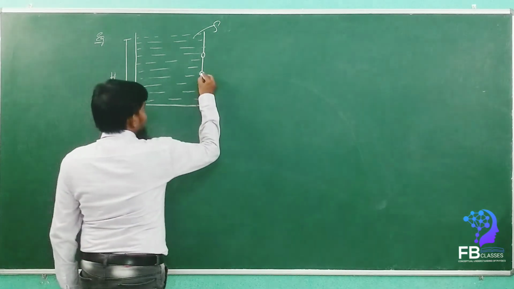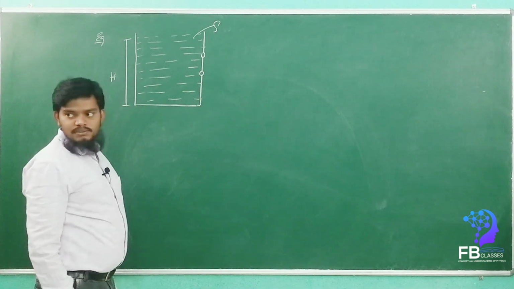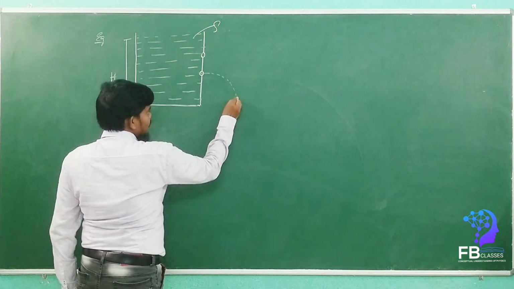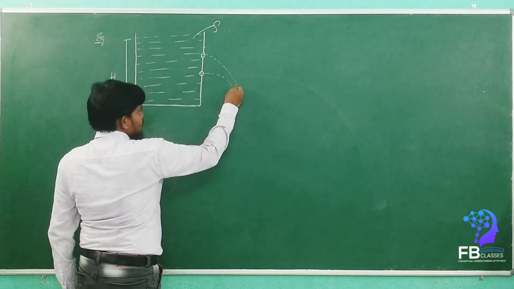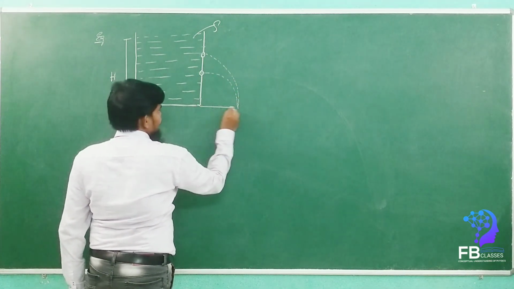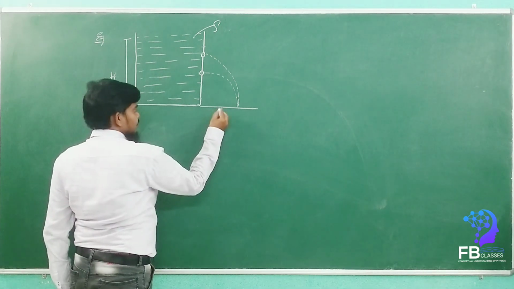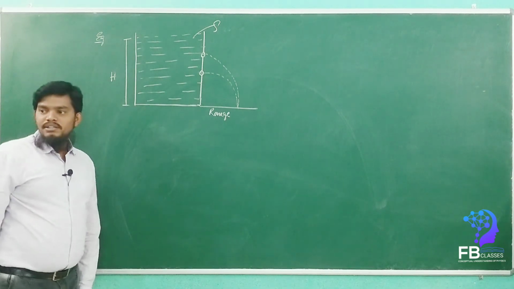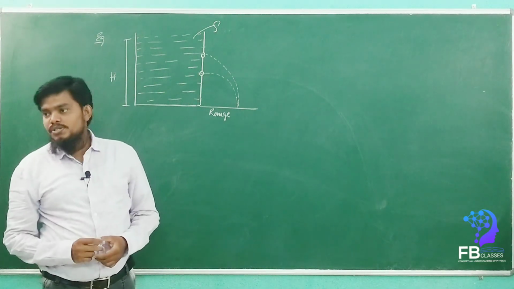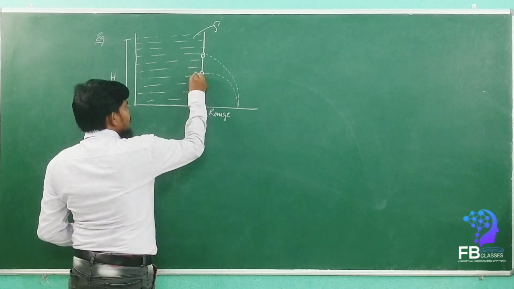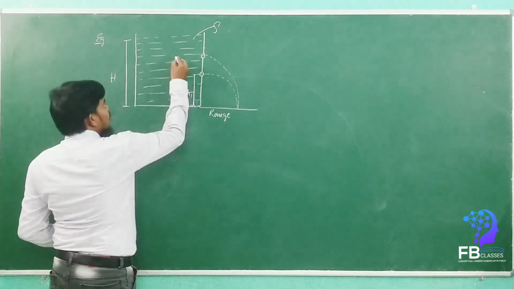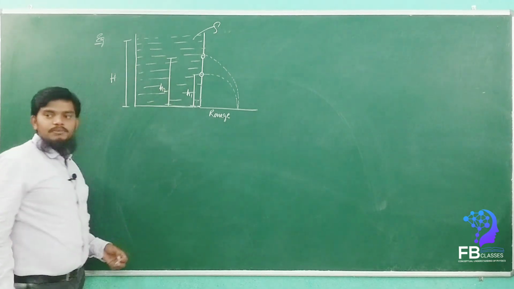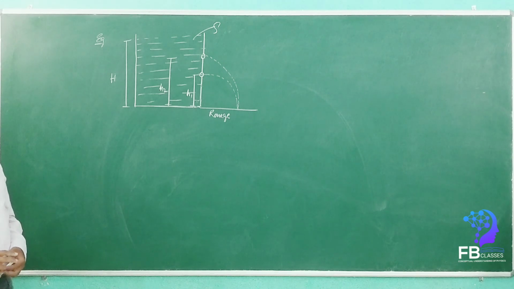Understand? Then the water comes out from these orifices, small holes. Yes or no? So he says that both the liquids reach the same range here. Same range. Then find the height of these holes. Let this height be H1 and let this height be H2. Okay, do you understand? Clear everyone?